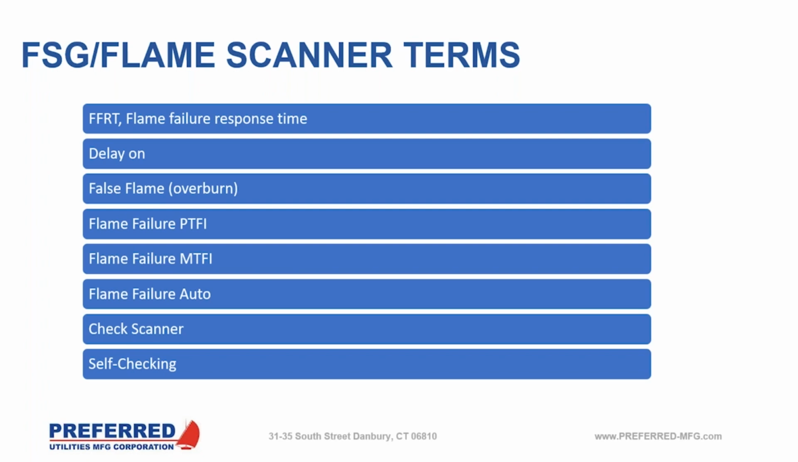Flame failure PTFI. Okay, this is a flame failure situation where we have actually started the burner, and during the pilot trial for ignition period, our pilot's gone out. So we're going to get a lockout on the flame safeguard saying it saw the flame and the flame did not establish completely. So this is important. This is going to tell us that we're having pilot issues.